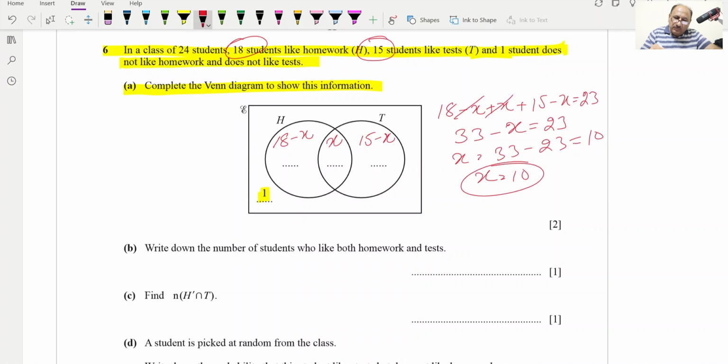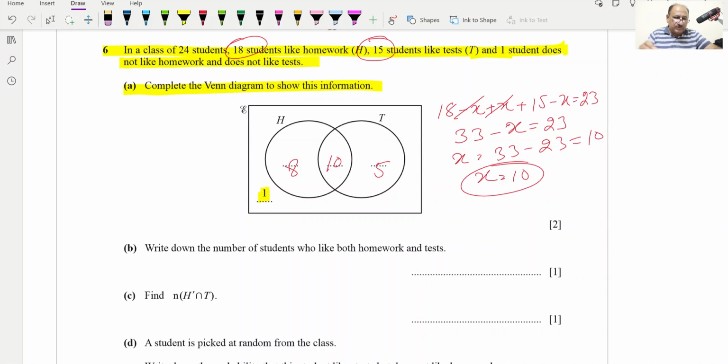This value we will be replacing over here. So x value will be 10, and this will be 18 minus x will be 8, and 15 minus x will be 5. So this is how we can indicate. And this part which we have done for our working, we can even erase, or you can keep also. So I'm erasing, and this will be the final answer for this one.